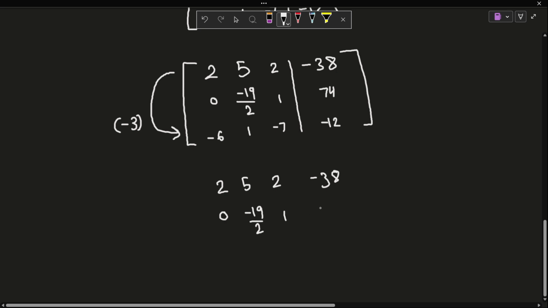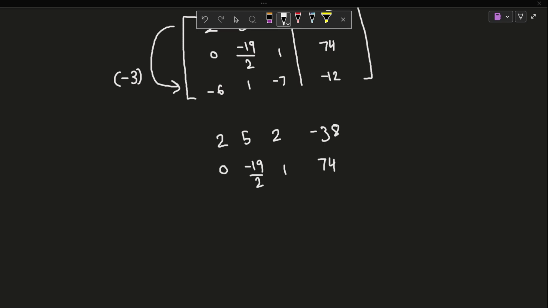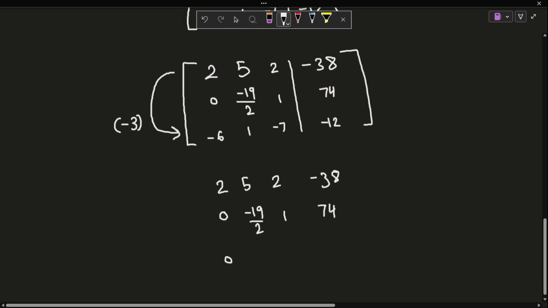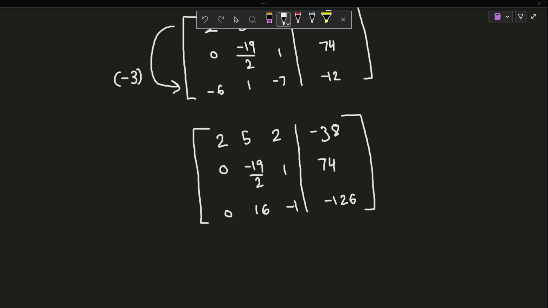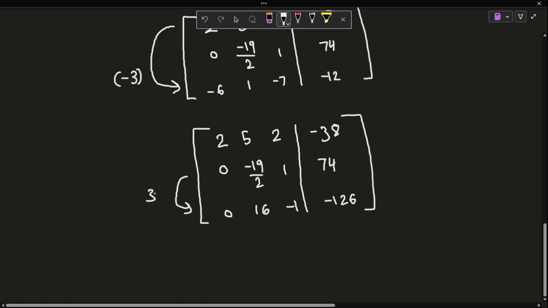So minus 19 by 2, 1, 74. And then the third row, it's going to become 0, and then this should turn into a 16. And then this will turn into a minus 1, and then the final one will turn into minus 126. Right, and that looks good. Okay, so now we've got to do a little bit of an annoying piece, which is getting rid of the 16 using this minus 19 by 2. And to do that, we need to multiply by 32 by 19.